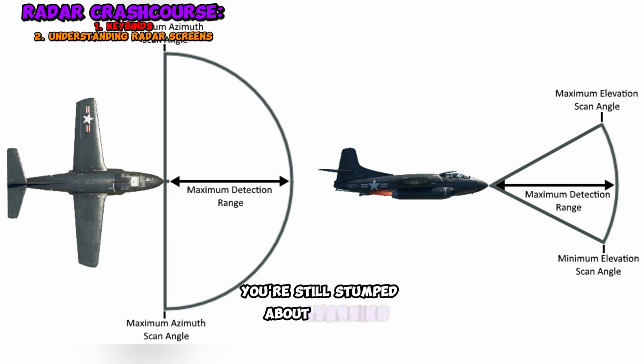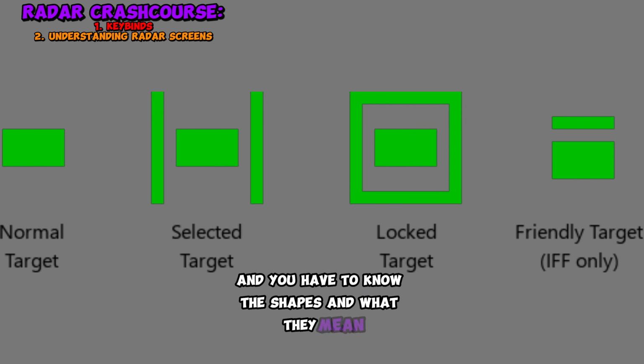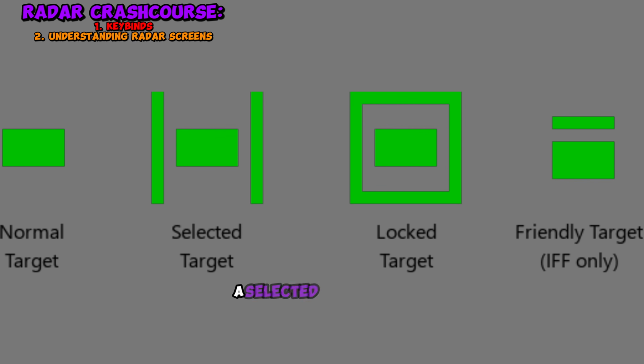If you're still stumped about learning how the angles work on radars, here's a little graphic to help you understand. In addition to that, on your radar screens, you will notice different types of blips, and you have to know the shapes and what they mean. A normal target is just a box. A selected target is a box with two little things on either side of it. Someone that you have locked is a box within a box. And if you have identify friendly or foe on some top tier aircraft, a box with a little line on top of it means it's a friendly.